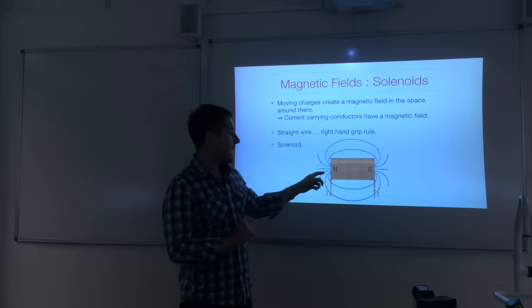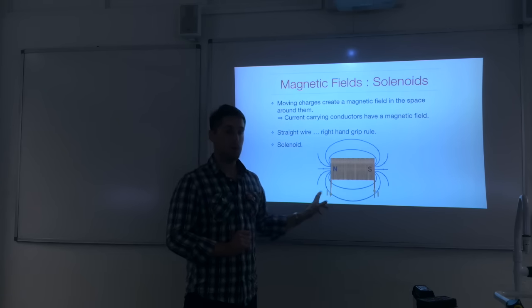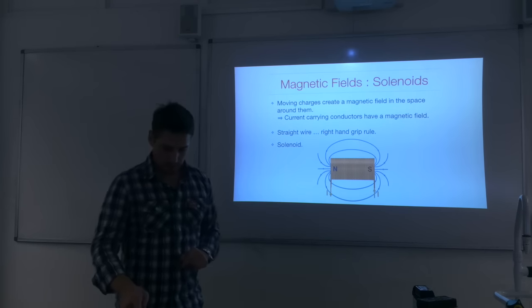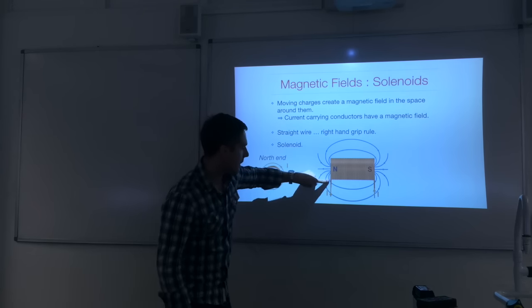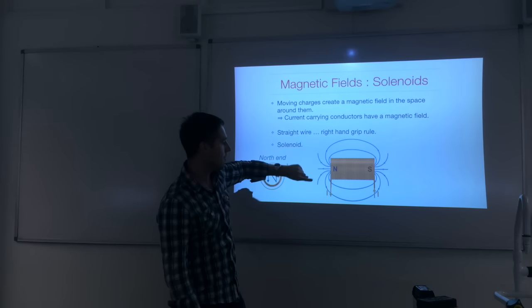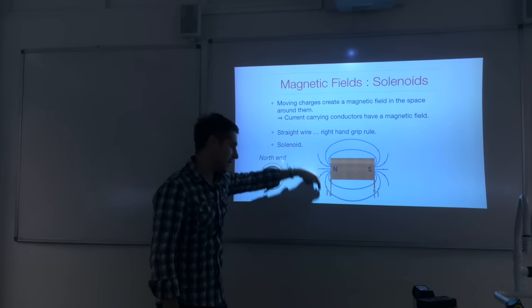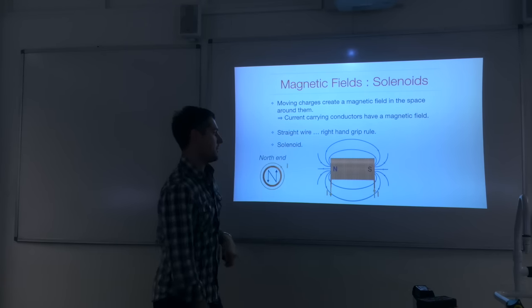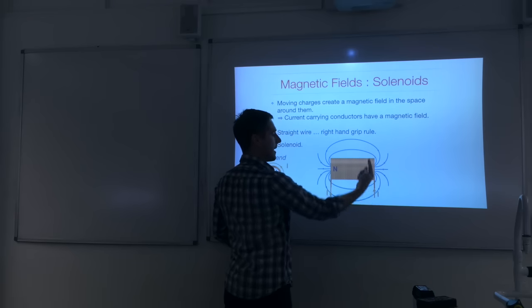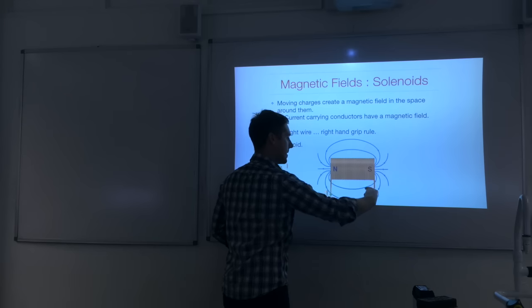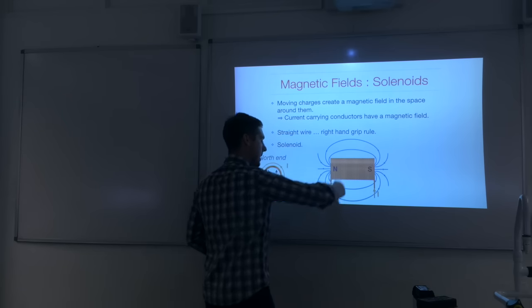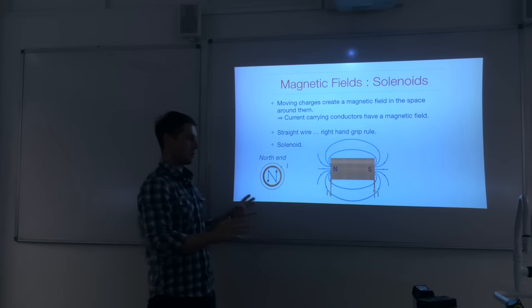And now you can work out which way north and south is from the current direction. If we look at the north end, this current is coming out the back, so it's coming down from behind. Here it's going over at the front, going around, so it's going up and then to the front, then the back, and then coiling around, coming out the back there. So that's the current direction.